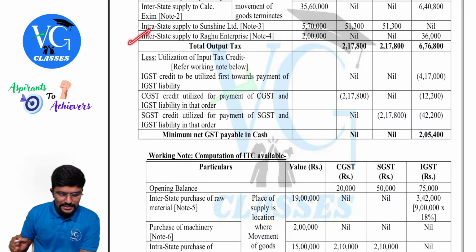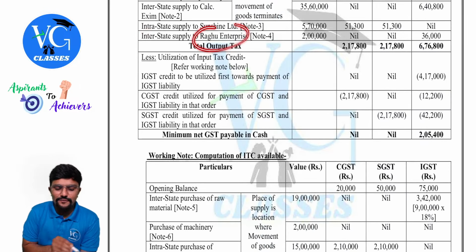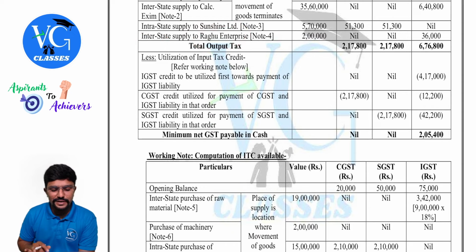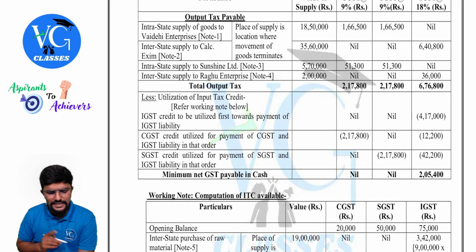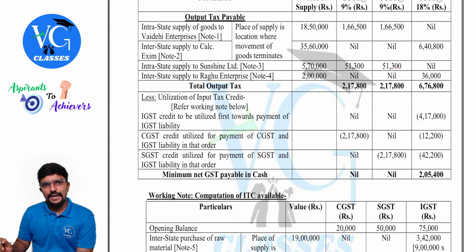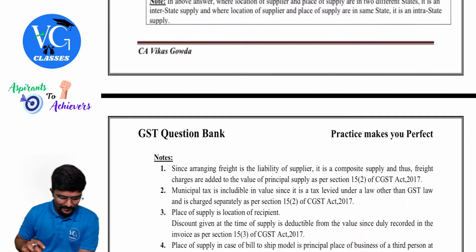Okay. Then interstate supply to Raghu Enterprise. Guys, please be careful. Here, Raghu Enterprise is deemed to be the recipient. Sir, what supply is it? Interstate supply, because Raghu is from Maharashtra. So 2 lakh, on that 18% IGST, guys. I have given a note for it.